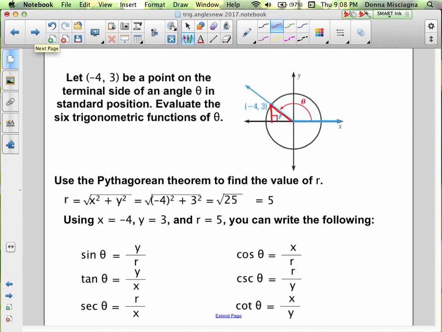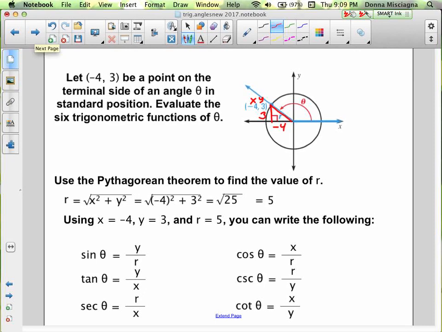It's a good idea to label your sides, so you don't get them mixed up. Right? So we've got our point there. This is our x and this is our y, and we can use that to set up our ratio. Right? But in case, it might be a good idea to also label it on the triangle as well. Right? So this would be the negative 4. That's the x. This would be the 3. Right? And then you use Pythagorean theorem to find the value of r.